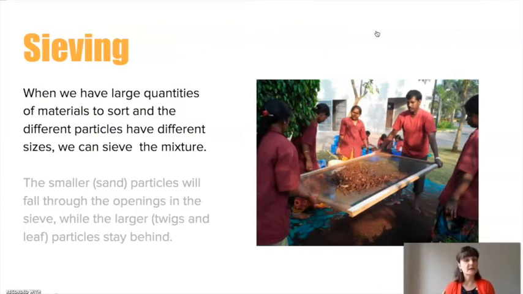What about sieving? You use sieving when some of the particles are small enough to filter through a sieve, whilst other particles are too big to filter through. So in this picture, you'll see that they are sieving sand, and they are separating the small sand particles from the leaves and the twigs, which are too big to fall through the sieve.